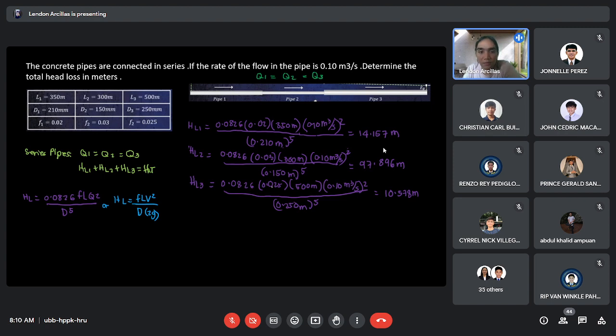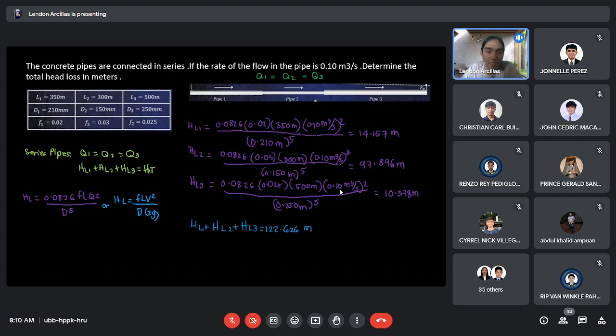This is friction at pipe 3. Just follow this formula. Length of pipe 3. This is the discharge of pipe 3, which is equal. And of course, the diameter of pipe 3 in meters. So all in all, if you total that one, you'll get that head loss total. So this is the type of a series flow.